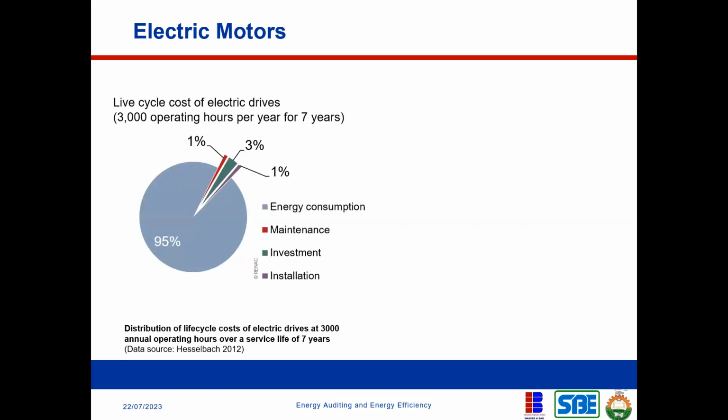So this is now for motor systems. You need to be very careful when you're buying motor. If you find yourself in a position to advise on the kind of motor to buy, you need to be very careful because the cost of buying the motor is insignificant compared to the cost of running that motor. If you look at this, you can see energy consumption for the entire life of the motor constitutes 95% of the life cycle cost. The cost of buying that motor, that's the investment, is just about 3%.